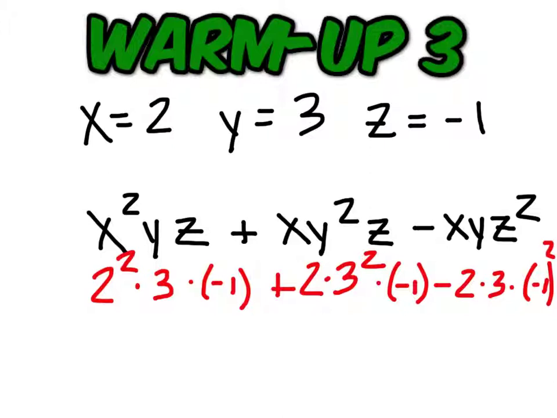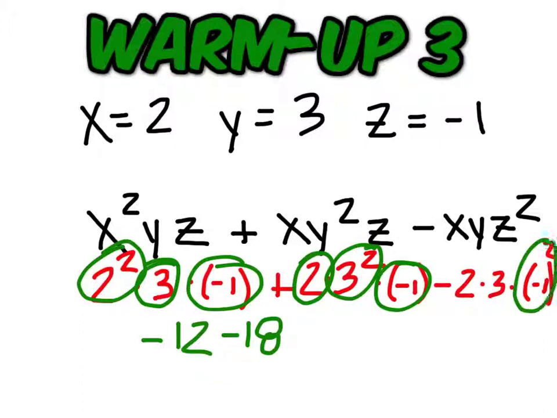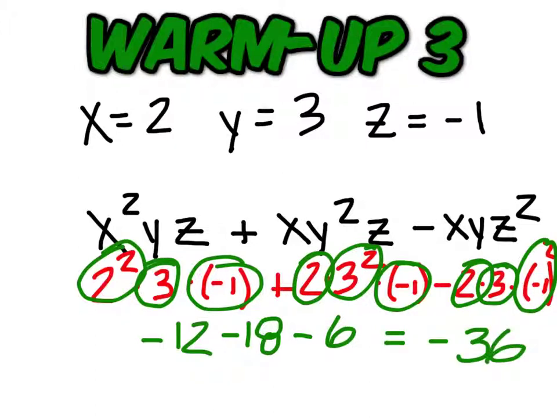Oh, okay. So we should have had 4, 12, that's a negative 12, and then this is 9, 18, negative 18. That's a 1, 3, and minus 6. Negative 36.